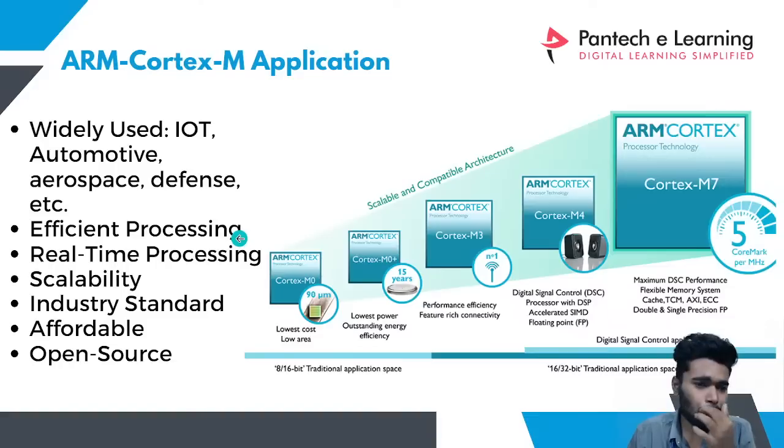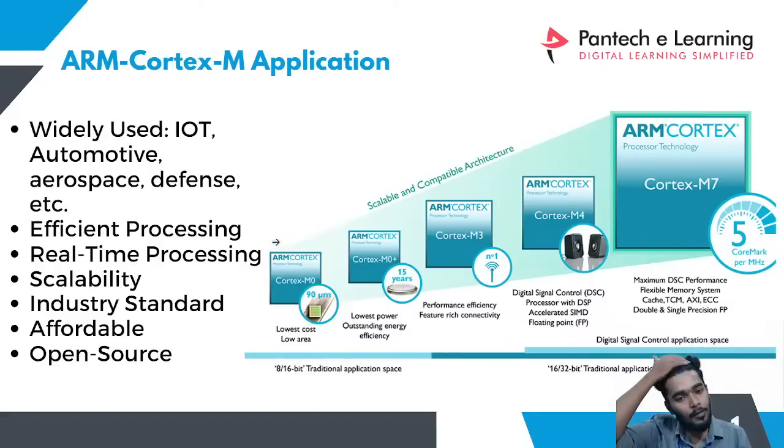The second point is efficient processing. This ARM processor is designed for efficient processing with low power consumption, making it ideal for battery powered devices and applications that require long battery life. So this is another reason. And real time processing. When you take EVs, we need real time processing. If there is an accident, there should be immediate initiation of the airbag opening. For that there should be real time processing, and for that also the ARM-Cortex M is used.